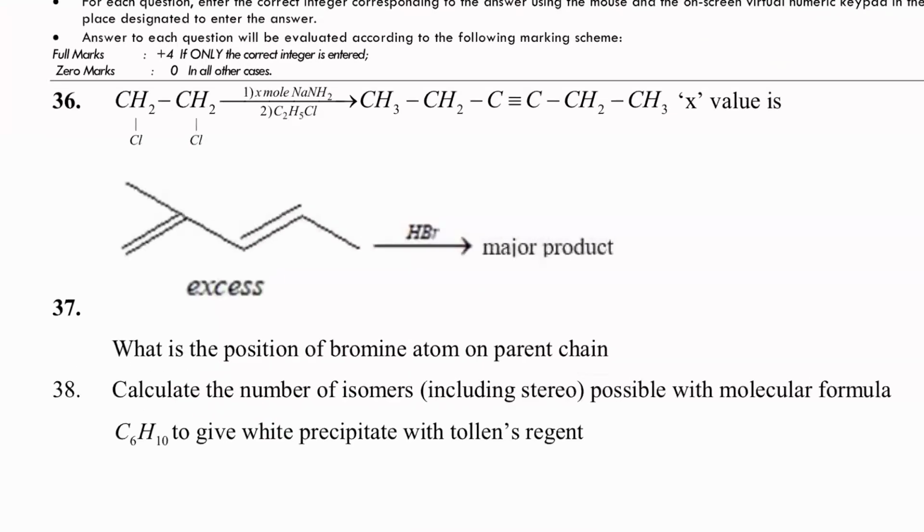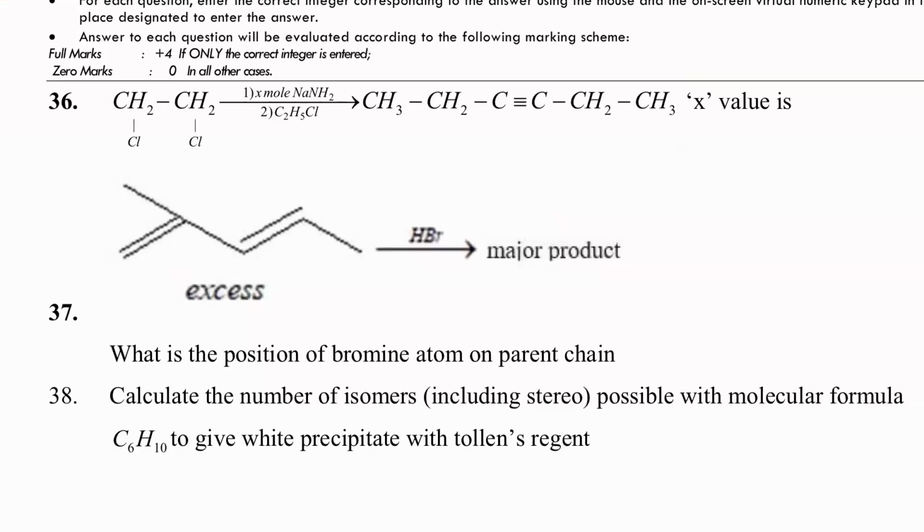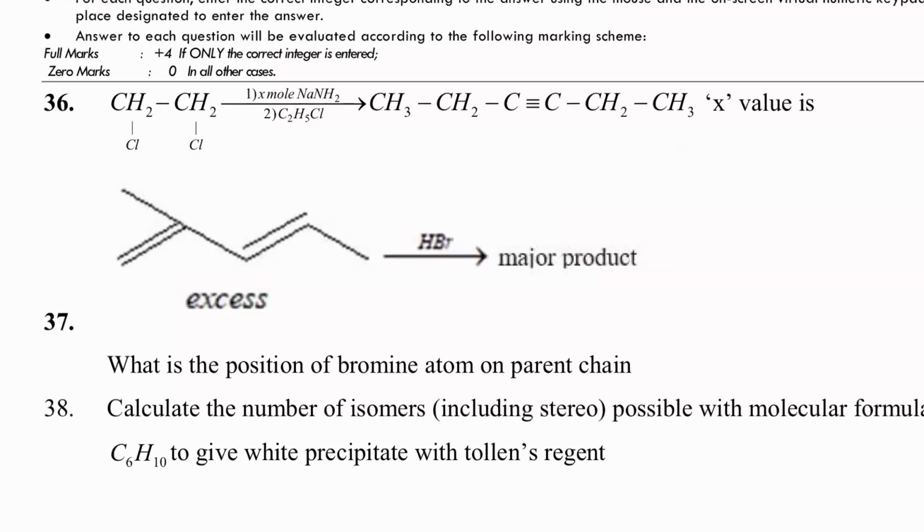First, X moles, first NaNH2 is forming here. So that means we'll get C triple bond C minus here, and on both sides we are getting ethyl. So C triple bond C and this one. What is the value of X? X is how many moles we took? We got this as one hydrogen from here, one hydrogen from here. Correct? Gone. And again, one more hydrogen, one more hydrogen. So total how many moles we used? 4 moles. So we use 4 moles of NaNH2 to get this product.